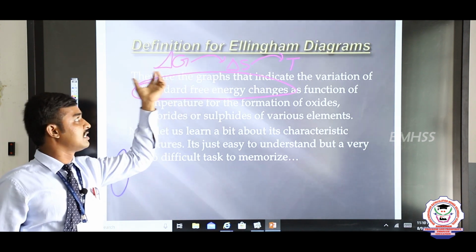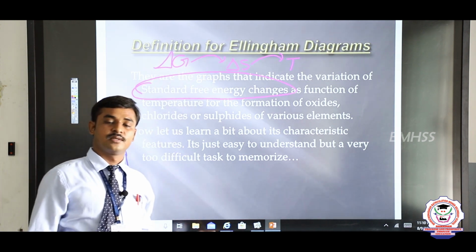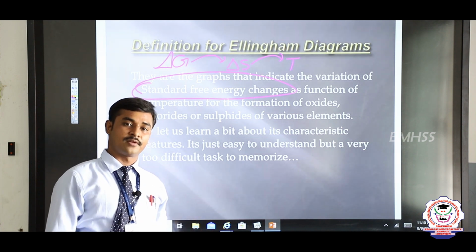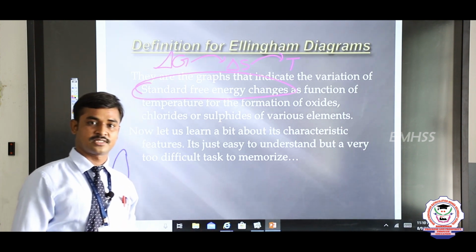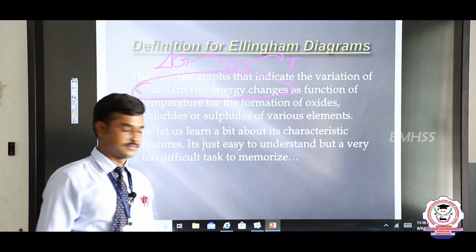So, the changes in the del G values give us the formation of metal oxides and the reduction of metal oxides as per the rule.